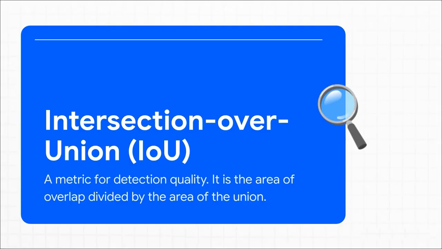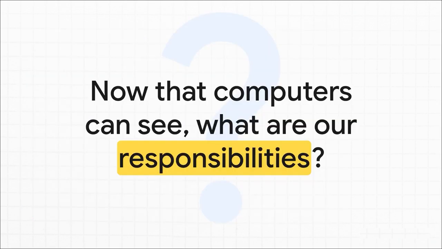Okay, but how do we know if the computer did a good job? How do we grade its work? For that, we use a score called intersection over union, or IOU. It's really just a smart way of measuring how much the box the computer drew overlaps with the actual correct box. A perfect score is 1. A total miss is 0. Simple as that. And this brings us to probably the most important part of this whole conversation.